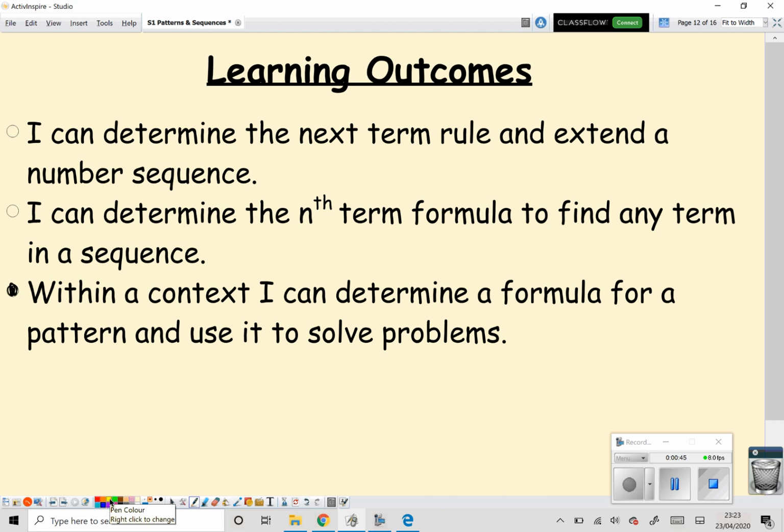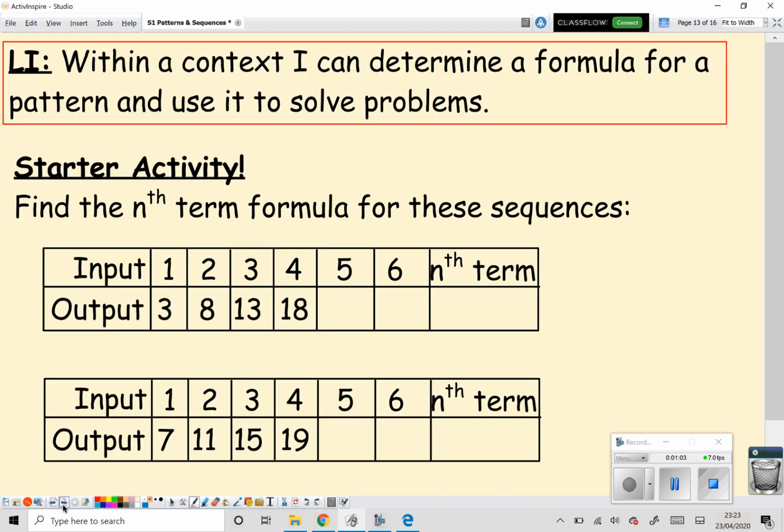So instead of it just being a random sequence of numbers and working out an nth term formula, there's going to be a context to our sequences today. What you're going to have to do is use the context and the letters given to you in the question. Before we get to that, pause the video just now and do this starter activity, just to check that you can still find nth terms. Fill in the missing values in both of these tables.